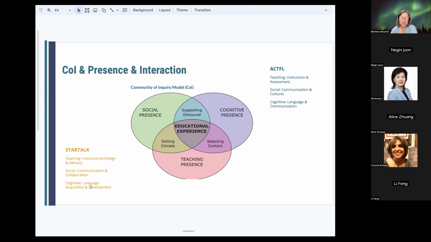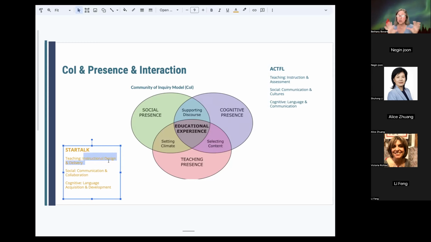And then I've just included here, and these are in the readings in more detail, the STAR Talk criteria and the ACTFL criteria that are related to this concept of presence. So for teaching presence, the instruction and assessment criteria in ACTFL and the instructional design and delivery criteria in STAR Talk are related to this concept of teaching presence.